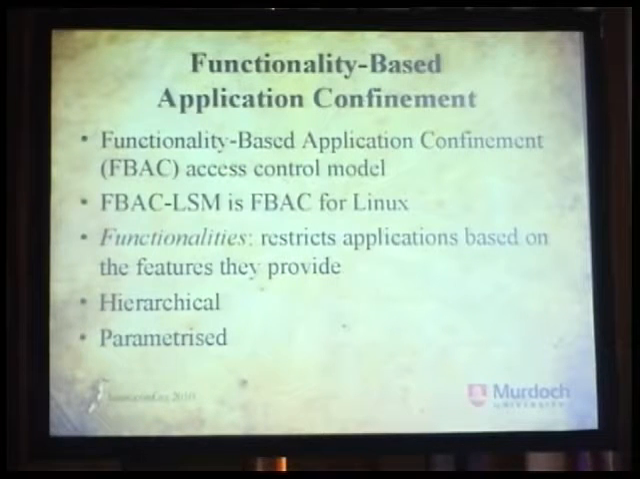The access control model that I proposed in my PhD research is called the functionality-based application confinement model. I created a prototype for Linux, known as FBAC-LSM, a Linux security module. The core idea is that you have what's known as a functionality, which is a policy abstraction. It contains all these details that we're talking about, the complicated policy, and it's hierarchical. That means one functionality can be made up of other functionalities. For example, the web browser functionality is made up of HTTP client, FTP client, etc.